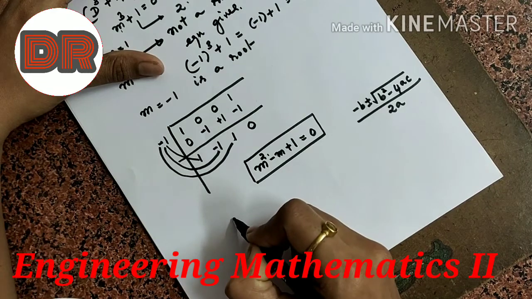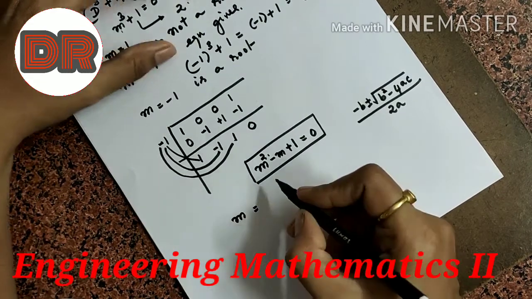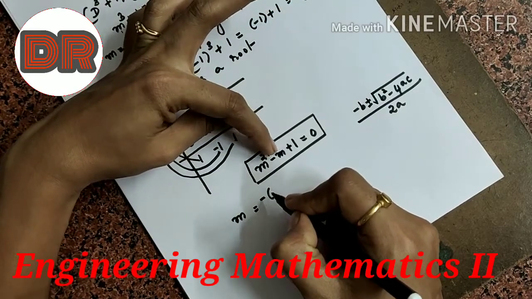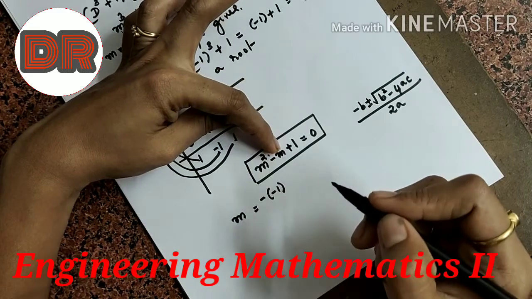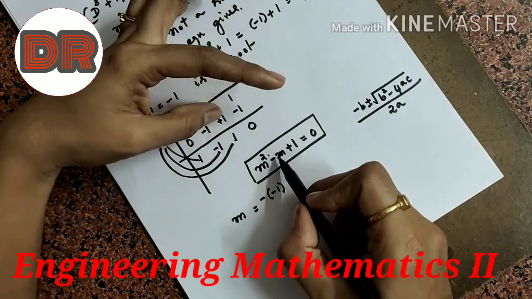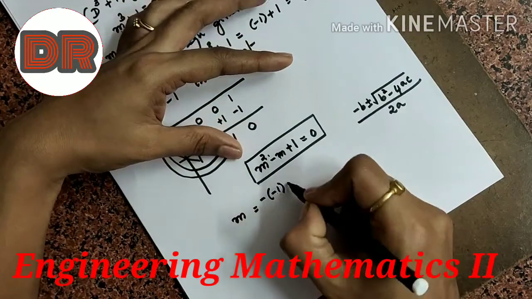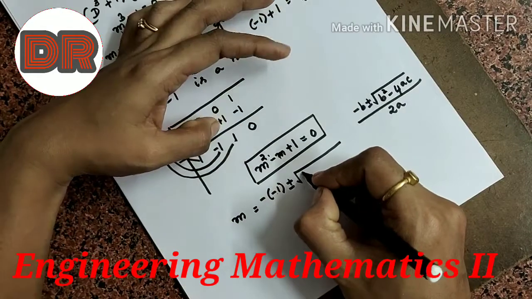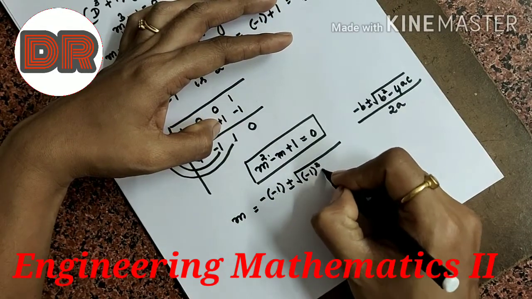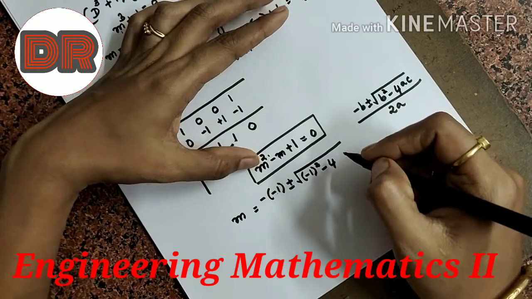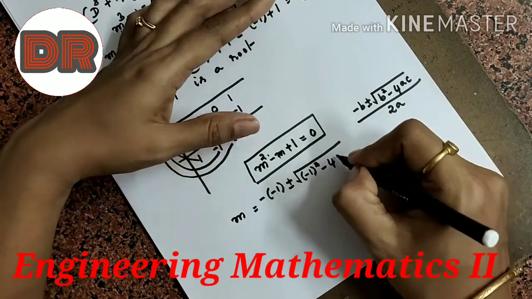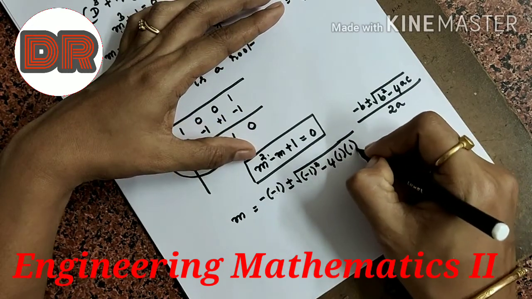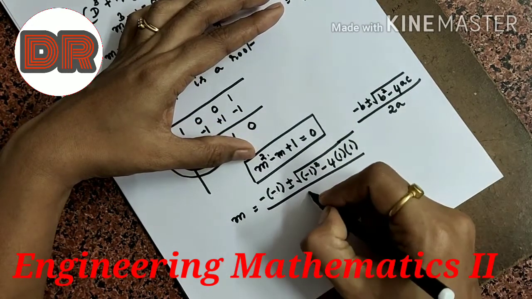So here let me write the roots. m will be equal to minus b. Here b is the coefficient of m, which is minus 1. So it is minus of minus 1, plus or minus square root of b square, that is minus 1 square, minus 4. a is the coefficient of m square, that is 1, into c, the constant term, that is 1, divided by 2 into a.